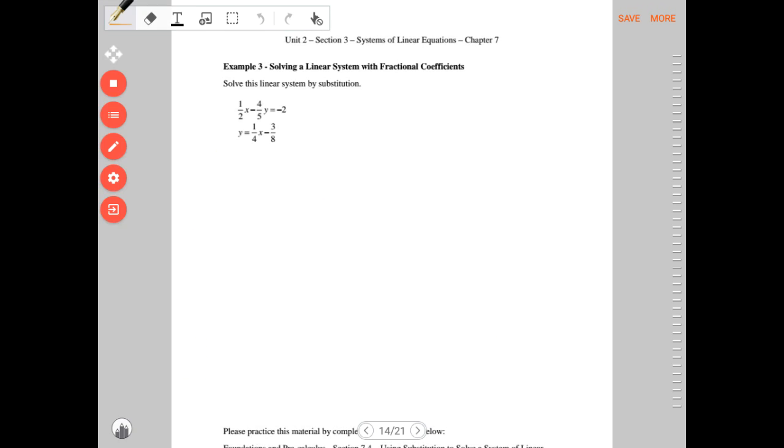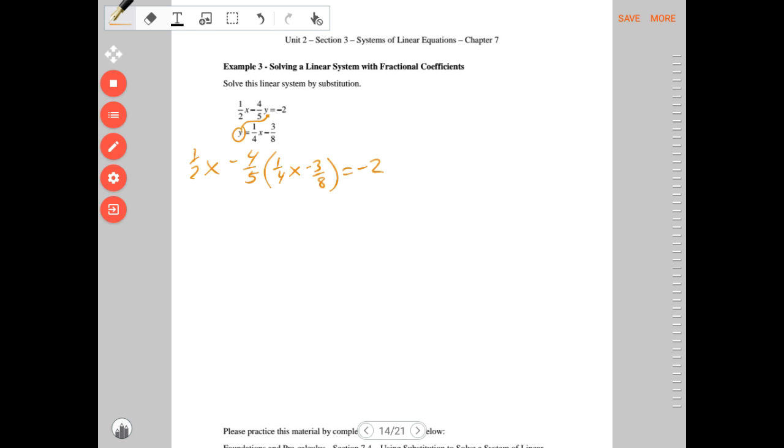Okay, last example for this set. Okay, so solving a linear system with fractional coefficients. So solve this one by substitution. Okay, oh look, it even gave us the y equals already. So this one is totally set up for substitution. Whatever, it's just fractions. Okay, so this y gets substituted in for that y. So 1/2 x minus 4/5 bracket. Remember, whatever you substitute, you put brackets. Okay, so 1/4 x minus 3/8. That's what the y equaled.